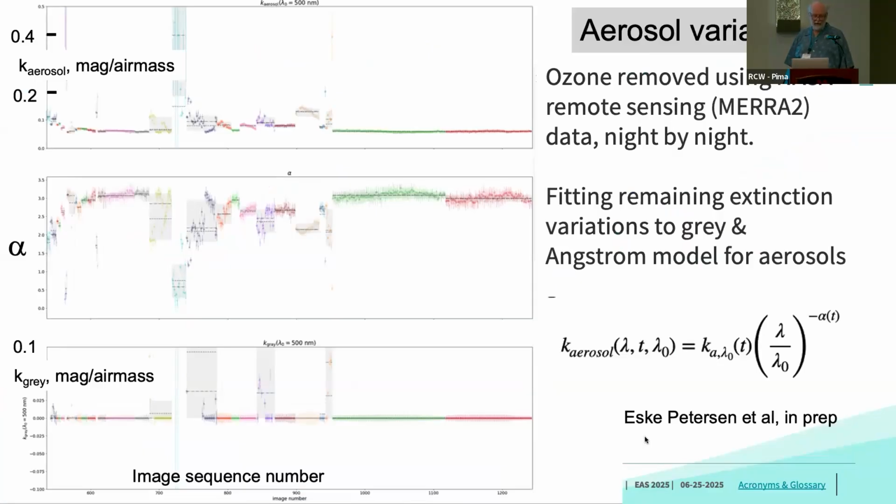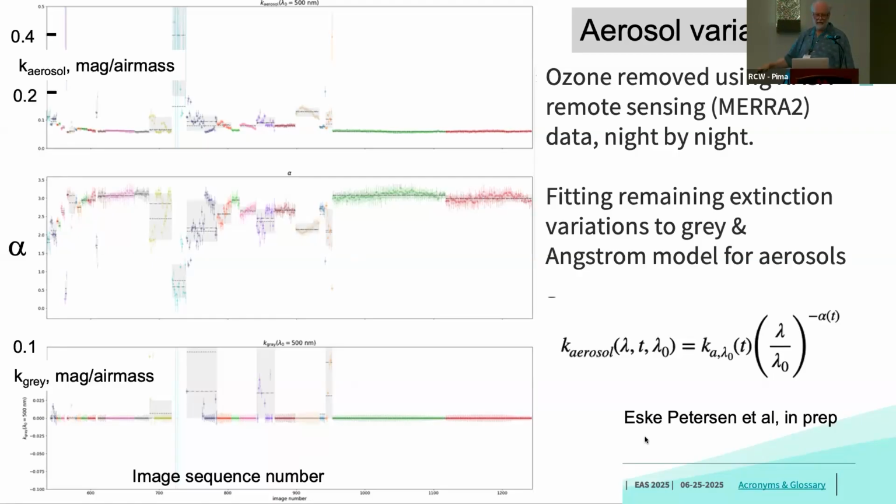My colleague Eska Peterson has a paper that we've been on the verge of submitting now for months, but it might actually happen sometime soon, where we do a joint fit to that atmospheric data to gray extinction that is wavelength independent, and then a parametric description, which is the kind of industry standard for aerosols, which contains a strength term, which is this K that sits in front, and there's an exponent alpha that describes the wavelength dependence of the scattering.